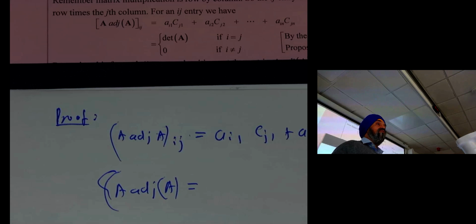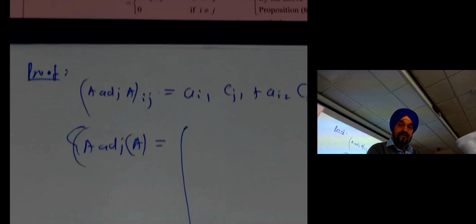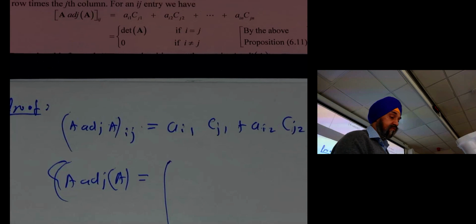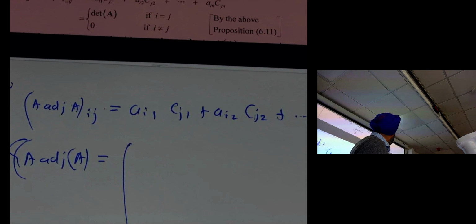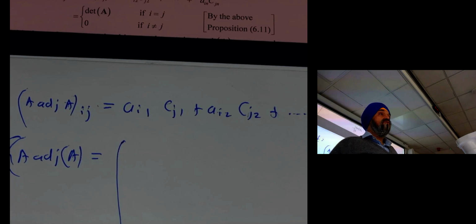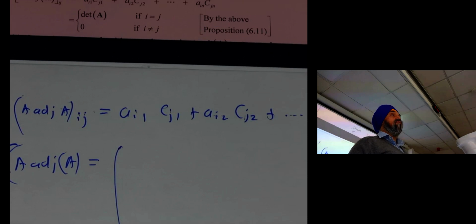So if I multiply the whole lot out, what sort of matrix am I going to get? What do you think this matrix is going to look like? What's the first entry going to be? The 1,1 entry. Use this proposition. Yep, determinant of A, isn't it?